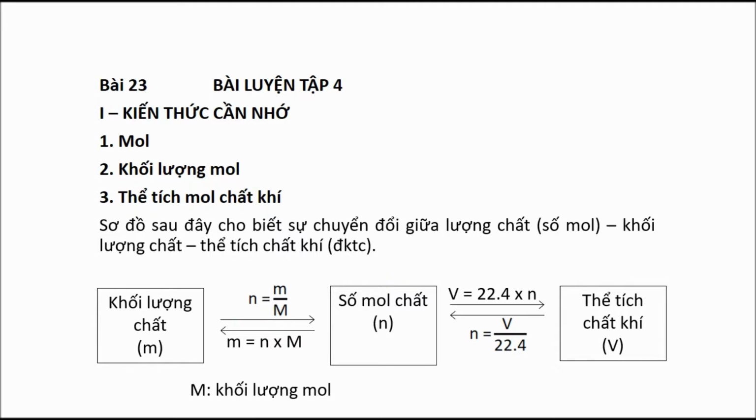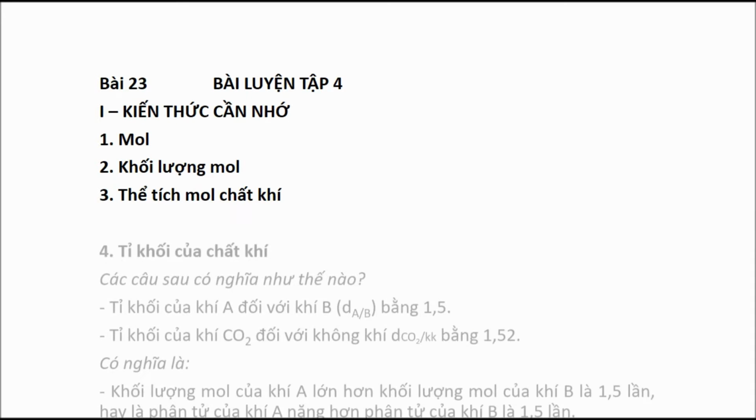And the following scheme shows the conversion between amount, number of moles, mass, and volume of gases at STP. Mass of the compound m arrow number of moles n equals m over M. n arrow volume of gas V equals 22.4 multiplied by n. V arrow n equals V over 22.4. n arrow m equals n multiplied by M, where M is the molar mass.